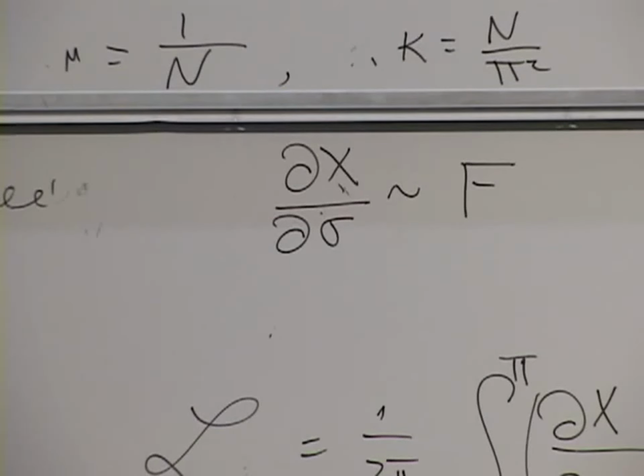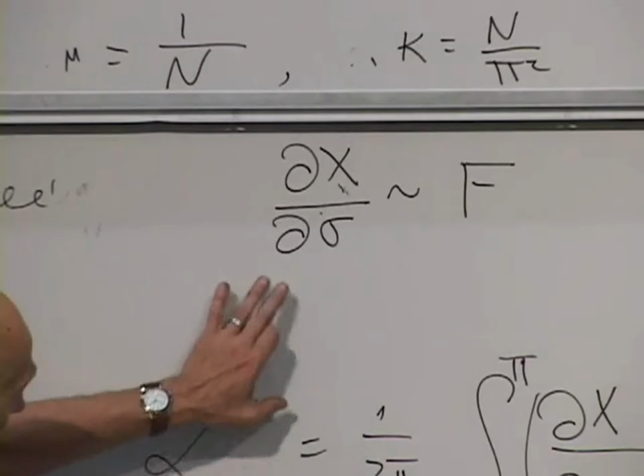What is the derivative of x with respect to sigma? It's the amount that the string is stretched near the end. It's the stretching factor near the end. If dx by d sigma was 0, it would mean that the nth point and the n minus first point are right on top of each other. If they're separated, then there's a dx by d sigma.